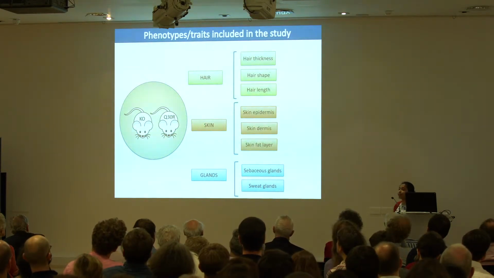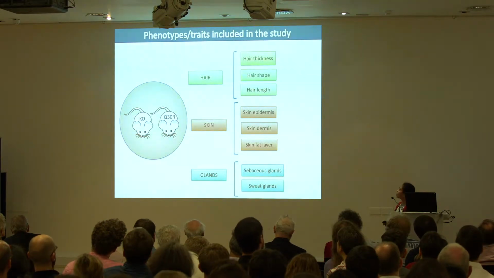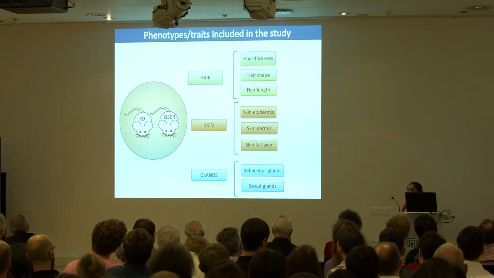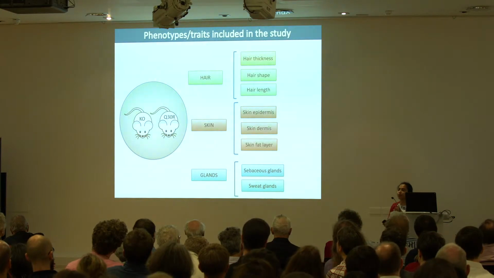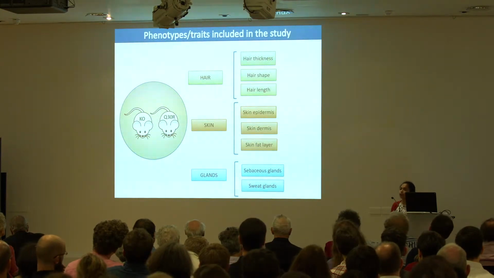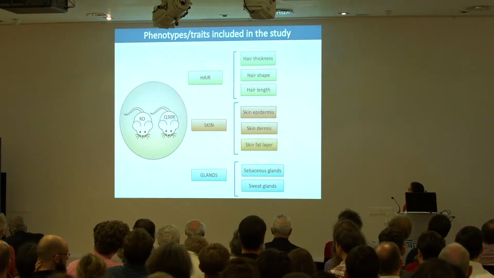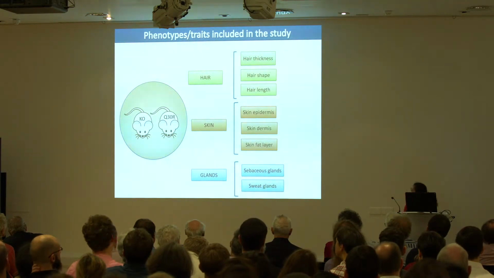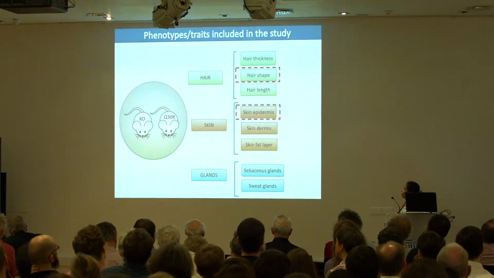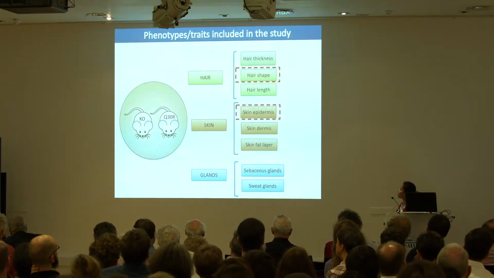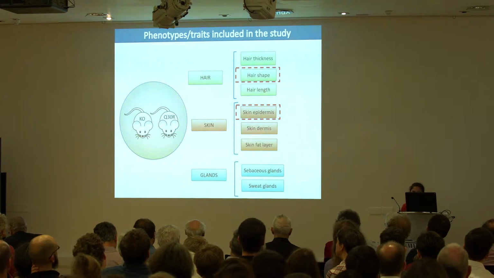We were also interested in the glandular phenotypes, especially the sebaceous gland and the sweat glands, because we hypothesized that even the sebum acting as a layer on the hair shaft might contribute to the straighter hair. But due to time constraints, today I will be concentrating only on two of the phenotypes which we found interesting, that is the hair shape and the skin epidermis.